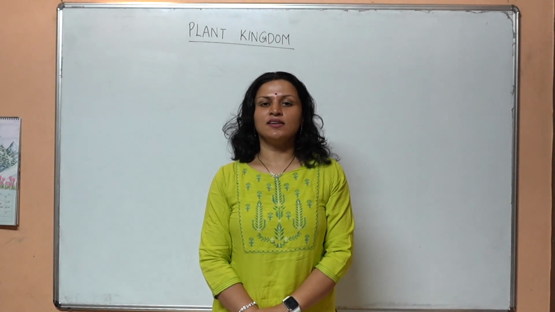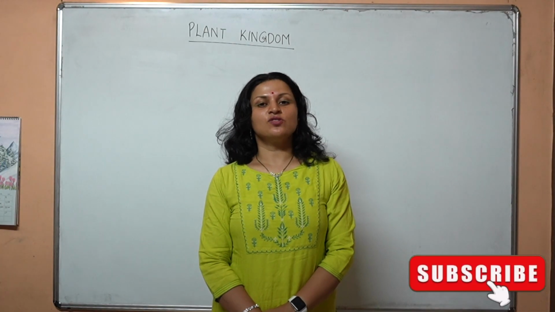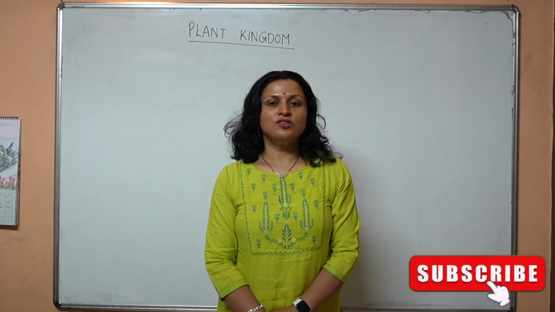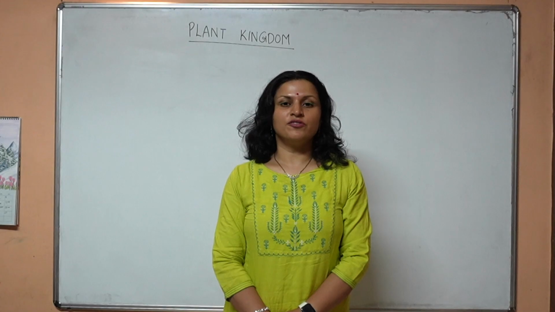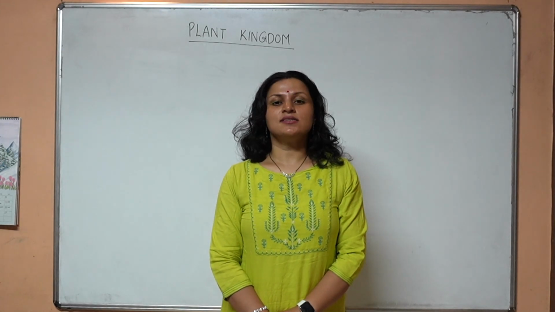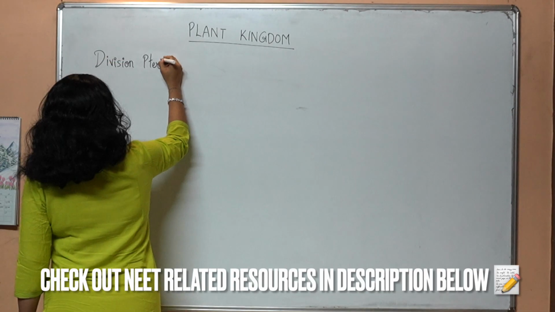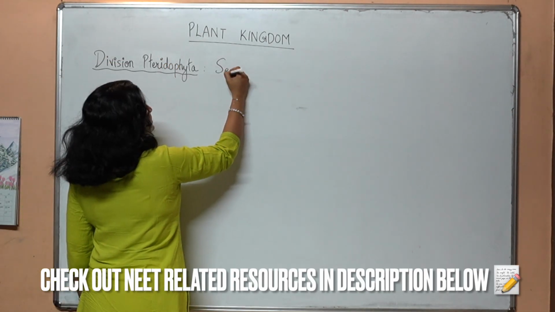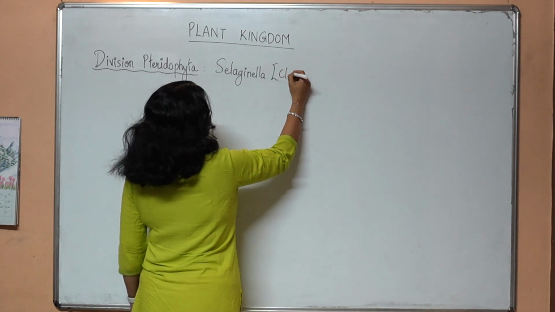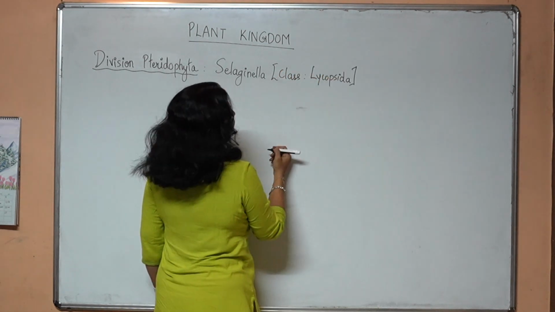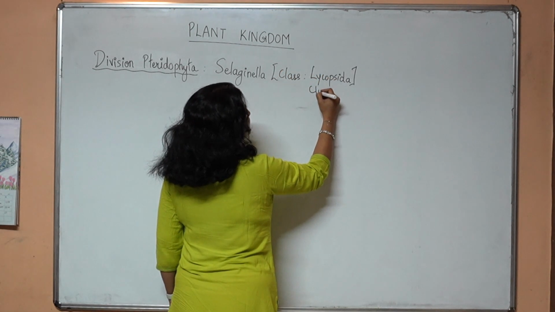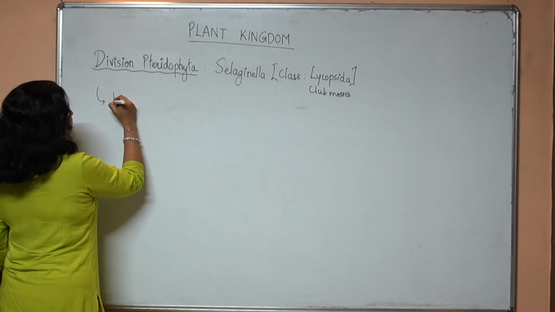Hello students, in plant kingdom we are on division Pteridophyta and we had completed the general characteristics and life cycle of Dryopteris, which belongs to class Pteropsida. Today we are going to do yet another example of a fern, which is a lower fern, that is Selaginella, which belongs to the class Lycopsida, also called the club mosses. Selaginella is a lower fern.